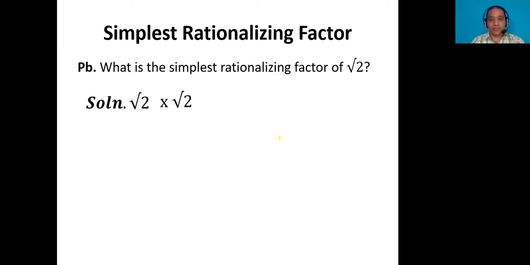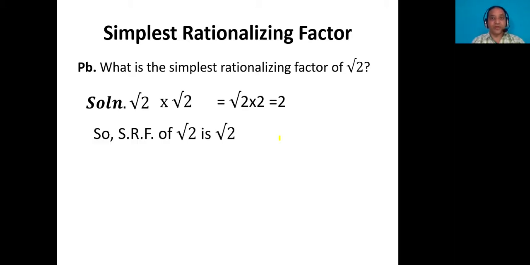So that it becomes like this. Square root 2 into square root 2, then pairing, then equal to 2. Or square root 2 square, then equal to 2. So therefore, the simplest rationalizing factor of square root 2 is square root 2, with which we multiplied. This is how we can solve it. Let us take one more example.